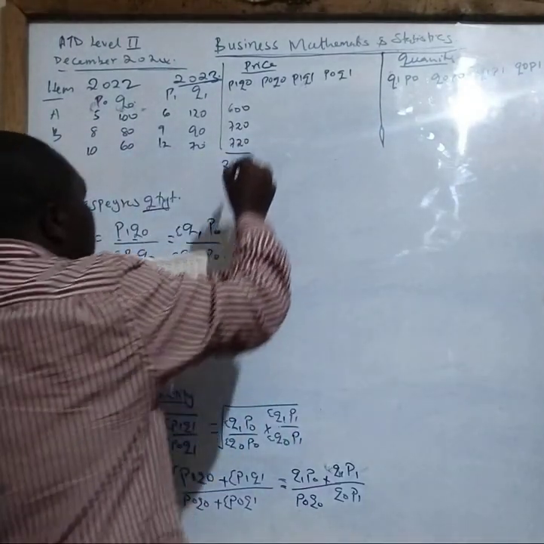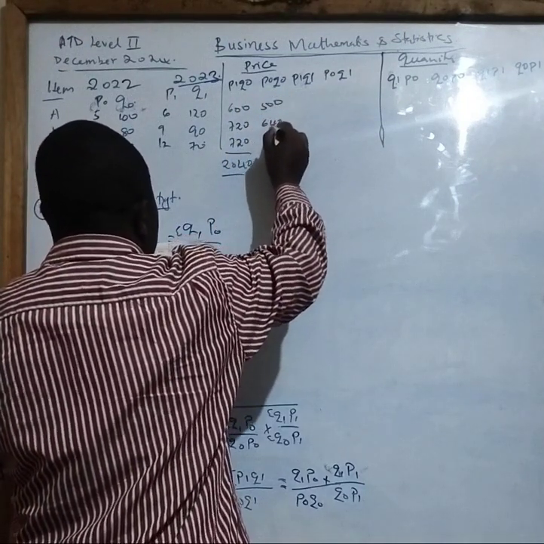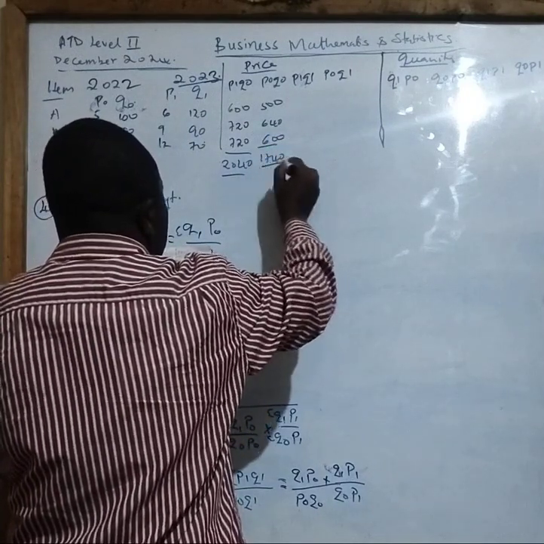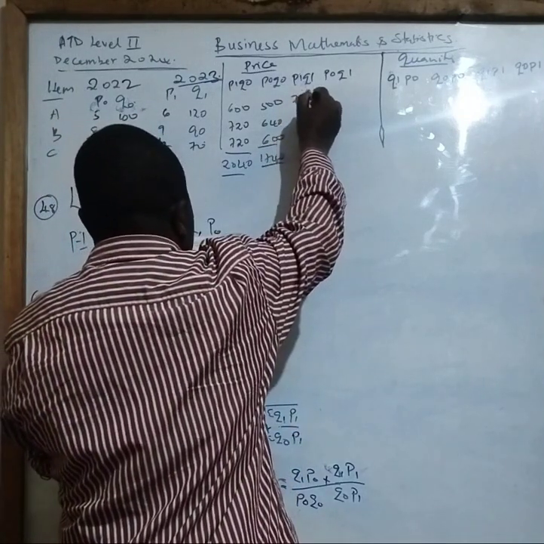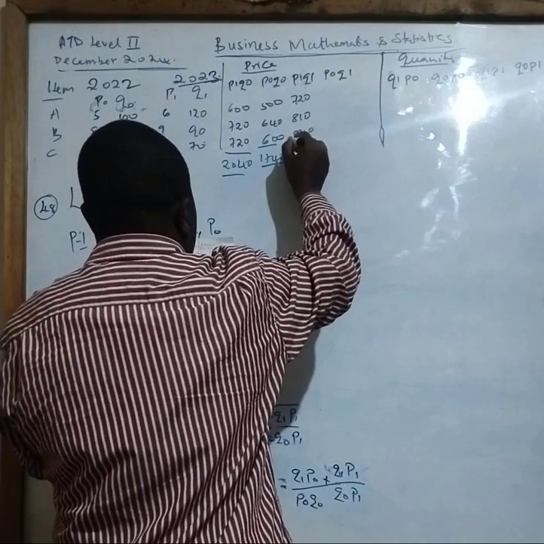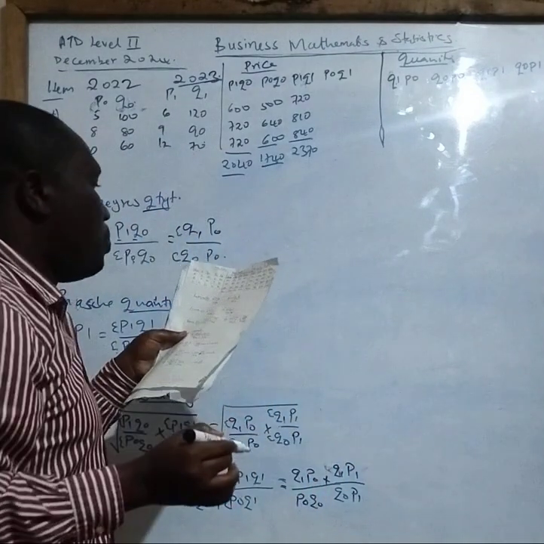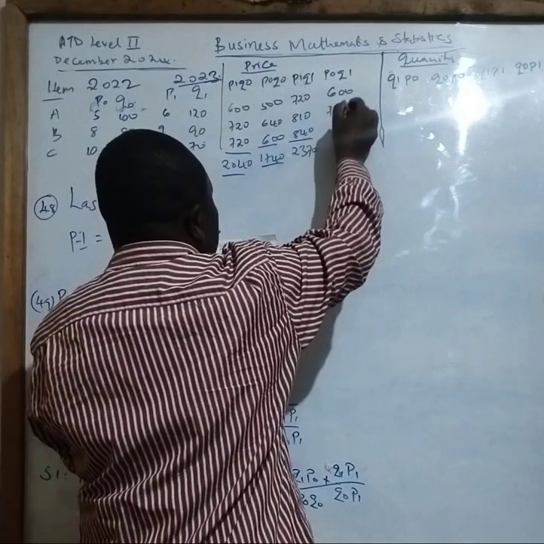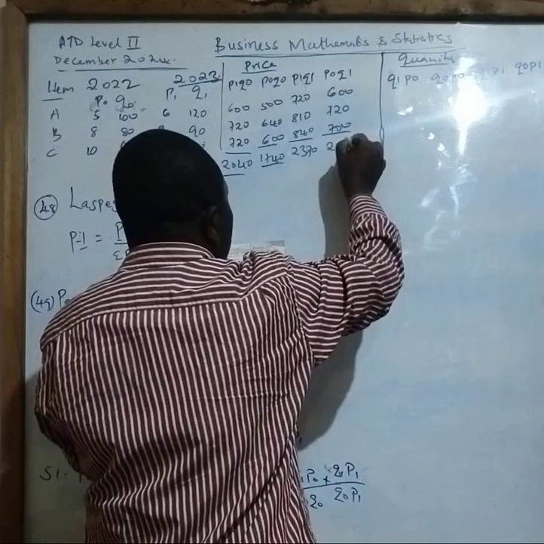Q0p0, you will get 500, 640, 600. Total 1740. Q1p1, you will get 720, 810, 840. Total 2370. Q0p1, you get 600, 720, 700. Total 2020.